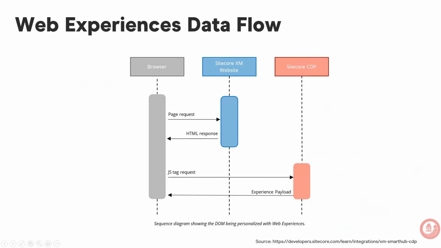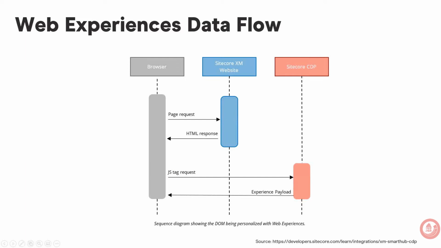This is how the web experiences data flow works. So first thing is browser. For this one, you need to add some JavaScript, so that when the page request happens, it goes to Sitecore XM website. Then the HTML response comes. There's the first request, no personalized experience or something comes into picture. This kind of basic standard.